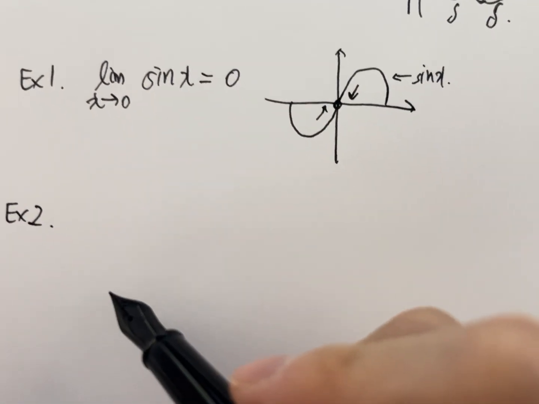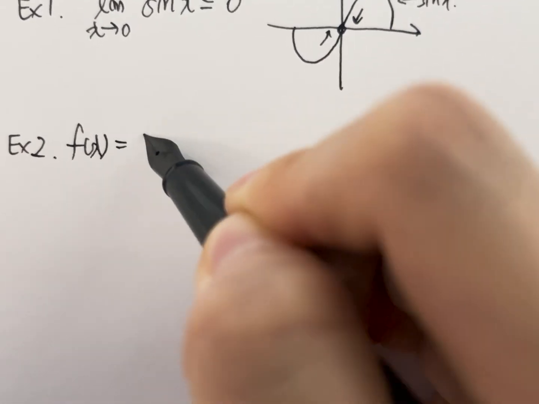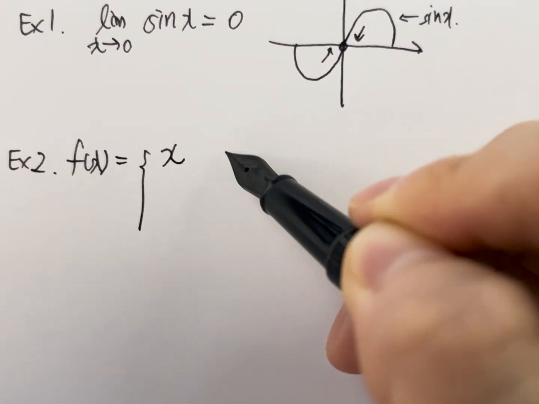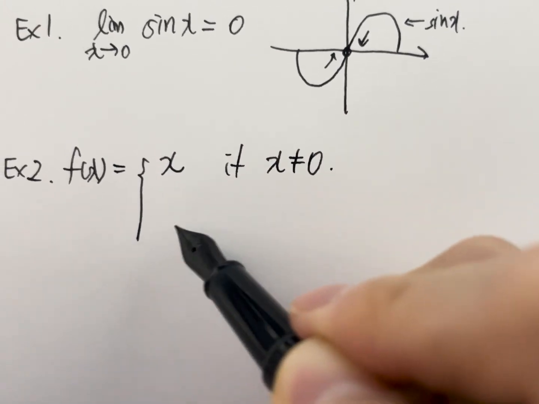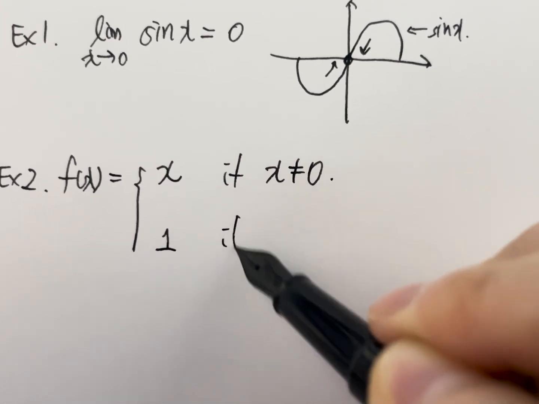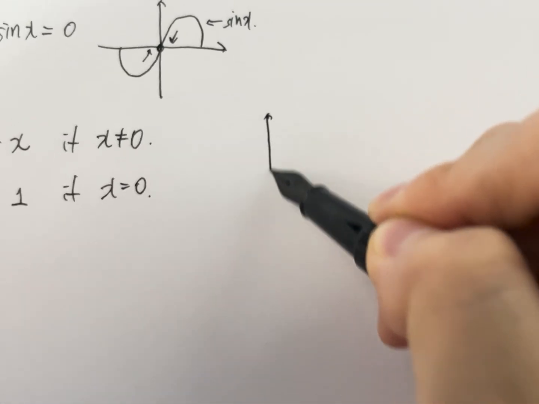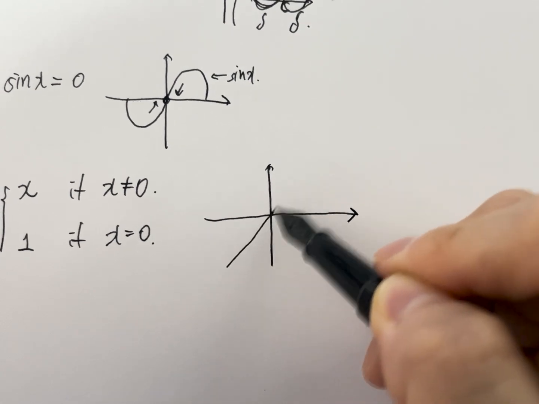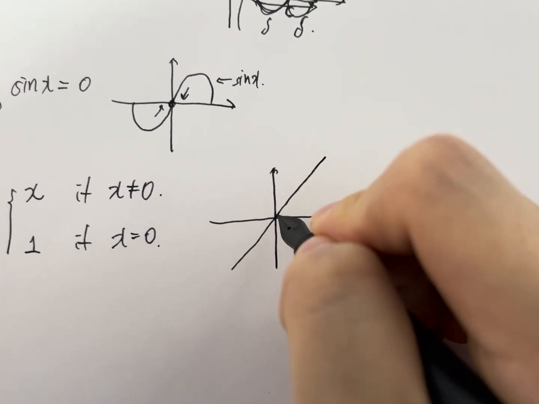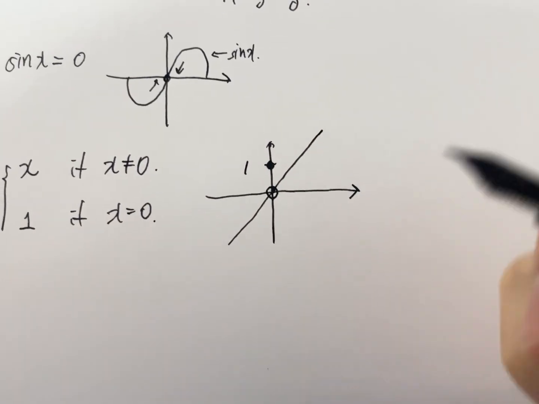And the second example is, let us define f(x) as x when x is not 0, but it is 1 if x equals 0. This function will look like this graph.